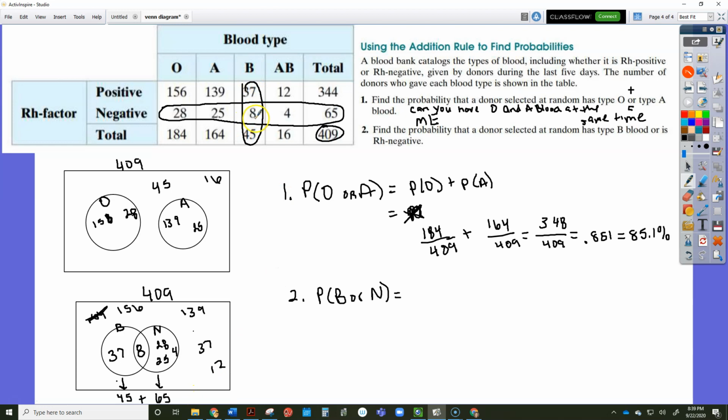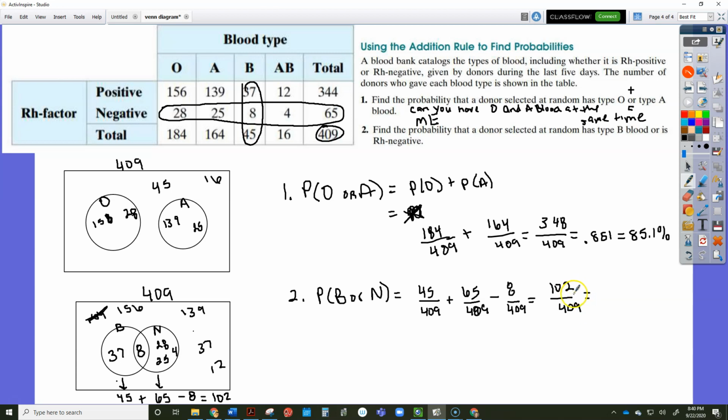Why? Because I've added 37 and 8, and then I've added 28, 25, 8 again, 4 to get 65. So I've added this 8 twice. So I need to subtract that 8 out so I can get the correct answer. And so that's 110 minus 8, so the answer should be 102. And remember, that's really 45 out of 409 plus 65 out of 409 minus 8 out of 409. And that leaves an answer of 102 out of 409.